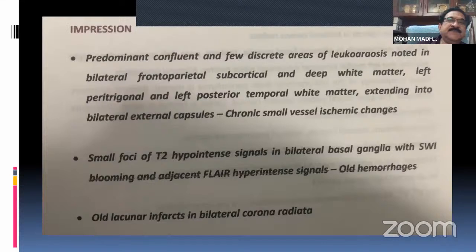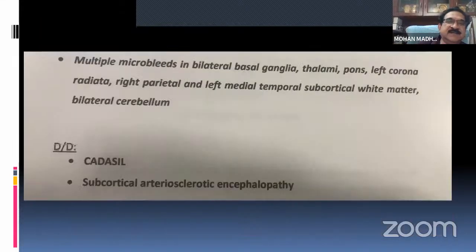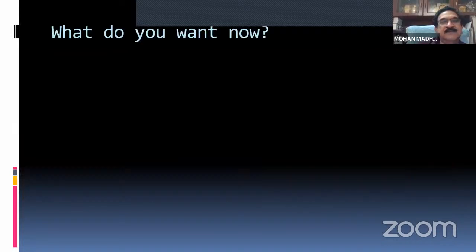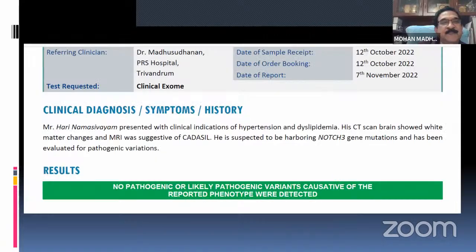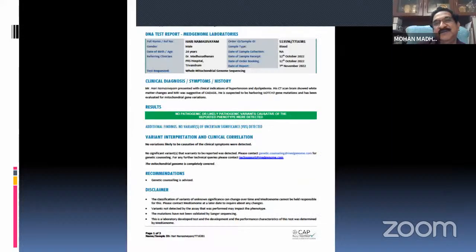So this is a report from the radiologist. CADASIL, subcortical arteriosclerotic encephalopathy, is the radiologist's opinion. So a genetic test was done. That was negative for CADASIL. There is no Notch3 gene mutation seen. Then what do you think?